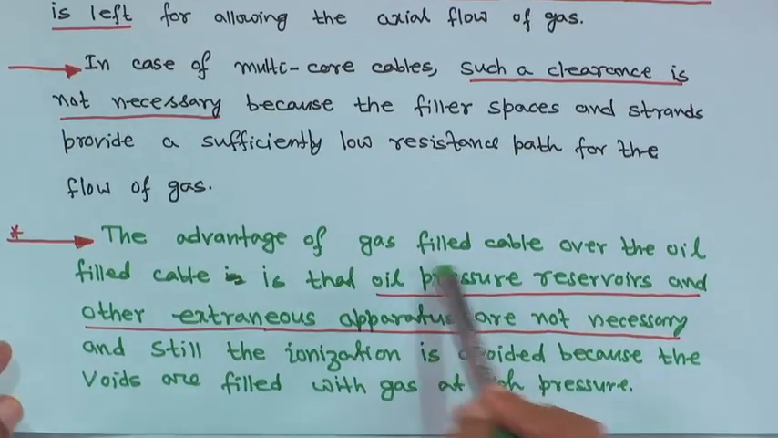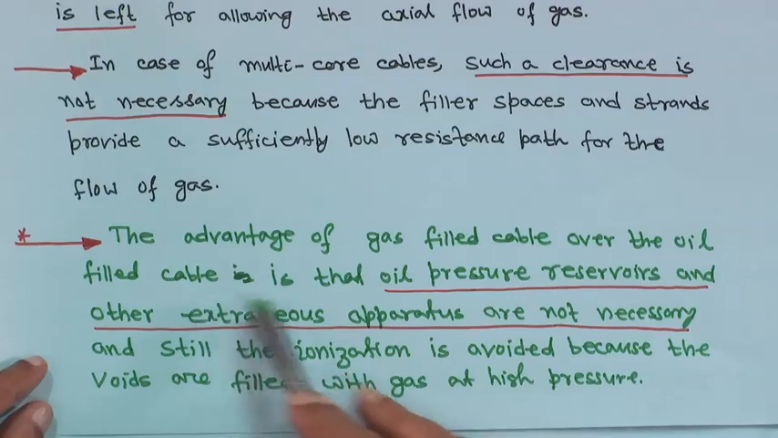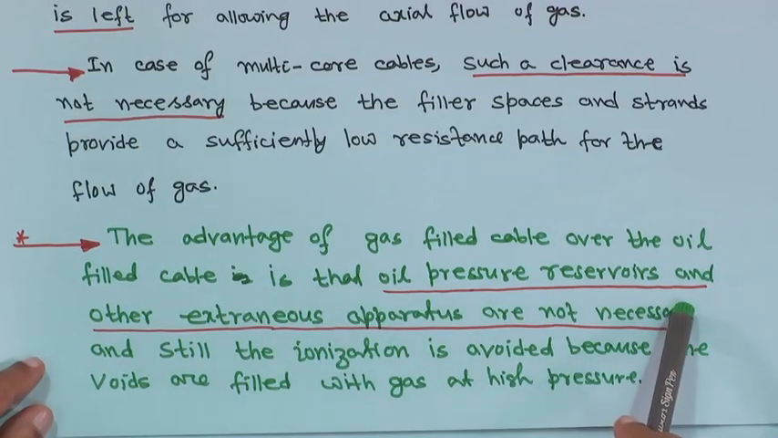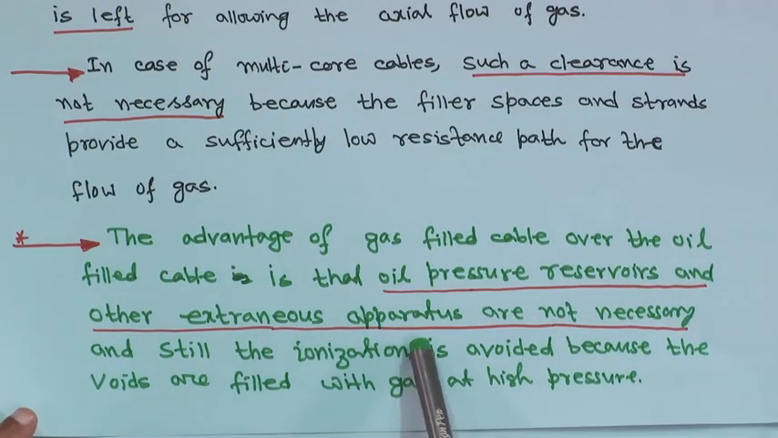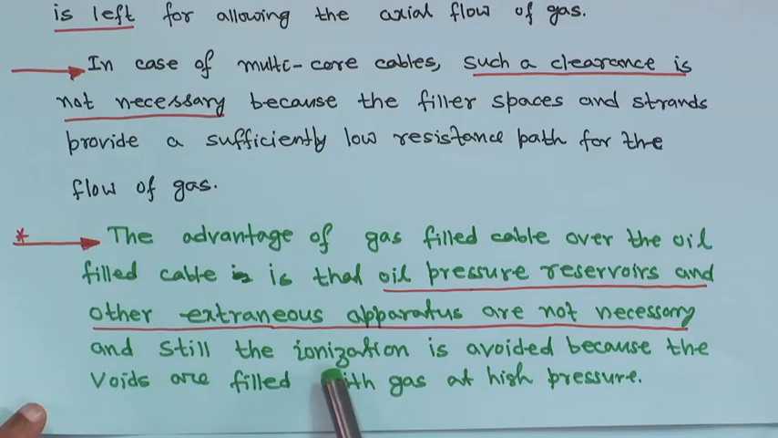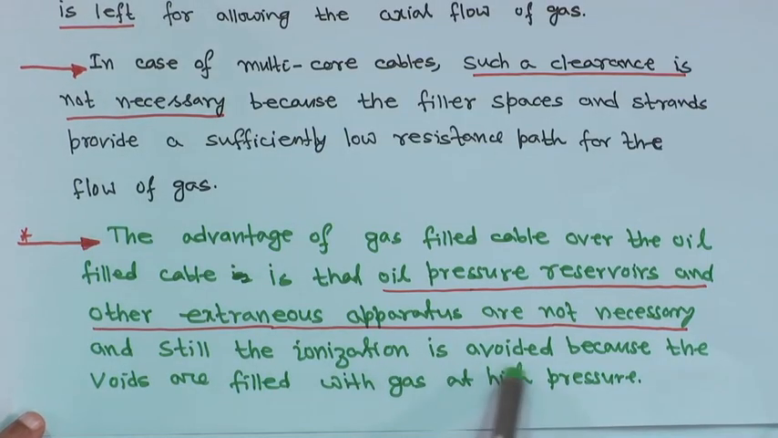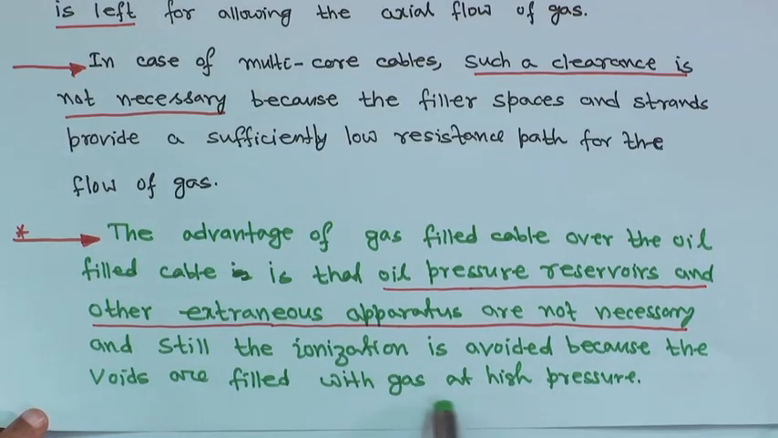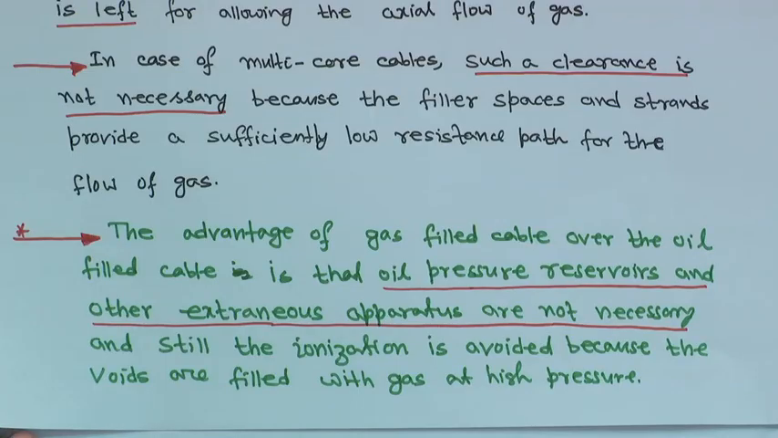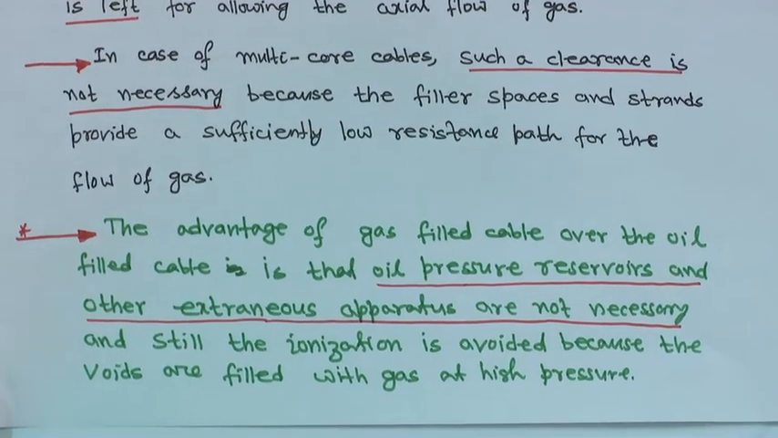The advantage of gas filled cable over the oil filled cable is that oil pressure reservoirs and other extraneous apparatus are not necessary, right, and still the ionization is avoided because the voids are filled with gas at high pressure. So, that means if there is any void formation, that void will be filled by the gas at high pressure. So, this is the advantage, and no oil reservoir is required for these gas pressure cables, right.